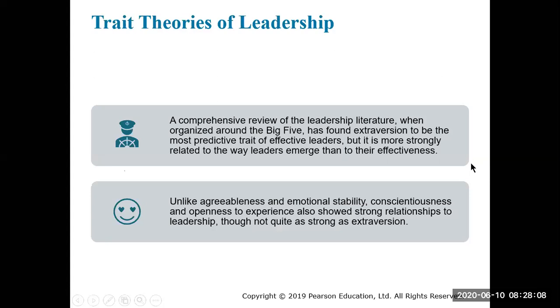In trait theories, the leadership research is organized around the Big Five framework. Remember the Big Five from the previous chapter on personality. They identified that extraversion is the most predictive trait of being a leader. So for those with an extraverted personality, we can predict that the person can be a leader. But this research does not identify whether they can be effective leaders or not. So extraversion predicts becoming a leader, but we don't know the person's effectiveness as a leader.